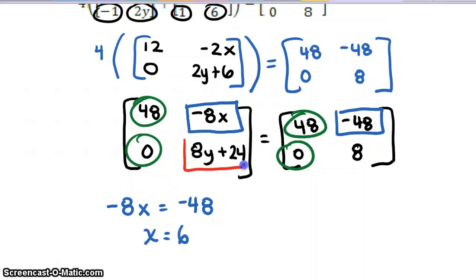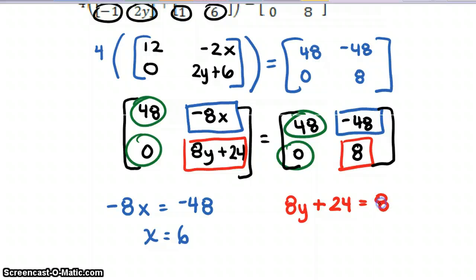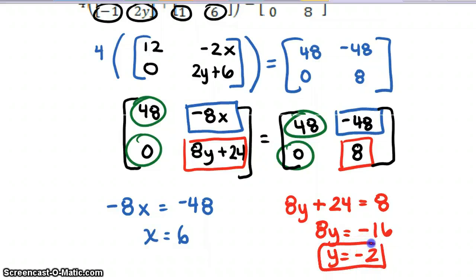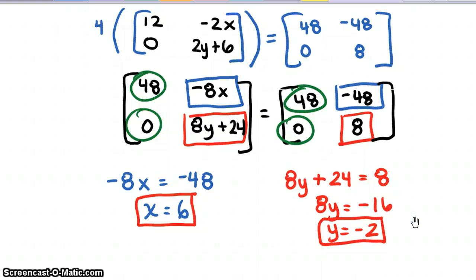Lastly, you can take 8y plus 24 and set it equal to 8. So we have 8y plus 24 equals 8. And we're going to go ahead and subtract 24 to the other side. And we get negative 16. Divided by 8, we get y equals negative 2. So here are our solutions for x and y. X equals 6 and y equals negative 2.